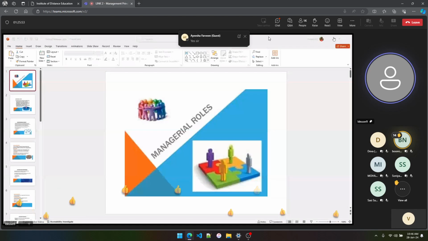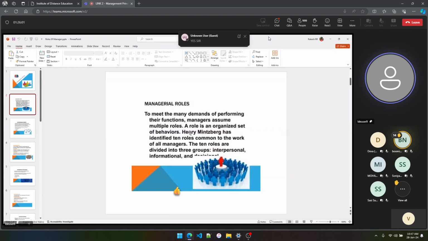Okay, we'll jump on to the next topic, managerial roles. Now, what are the roles of a manager? To meet the many demands of performing their functions, managers assume multiple roles. A role is an organized set of behaviors. Henry Mintzberg has identified 10 roles common to the work of all managers. The 10 roles are divided into 3 groups: interpersonal, informational, and decisional.